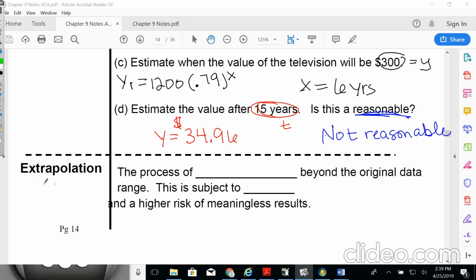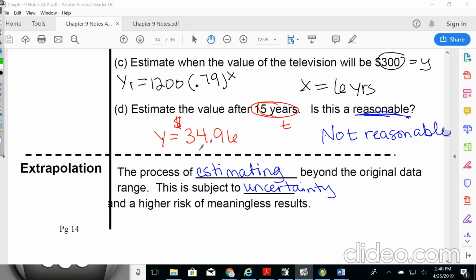So we call this extrapolation. Extrapolation is the process of estimating beyond the original data range. So usually with these exponentials, going up to 10 years is getting pretty unreasonable. Sometimes it'll be okay, but usually we don't go that far. We don't go to 15 because then we get these prices that really don't mean anything. So this is subject to uncertainty, and a higher risk of meaningless results.